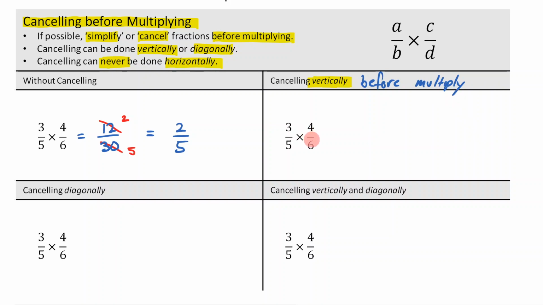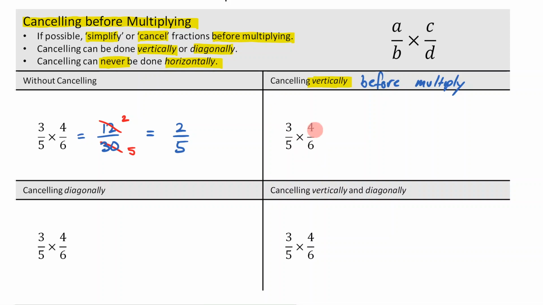Before. So what I mean by vertically is this right here. That's vertically. 4 and 6, that can be simplified. So let's simplify this fraction before we answer it. So vertically, because we're going downwards. Now, we can't simplify this one here, 3/5, that can't be simplified. So we just leave it, but this one can. So let's simplify it for us.